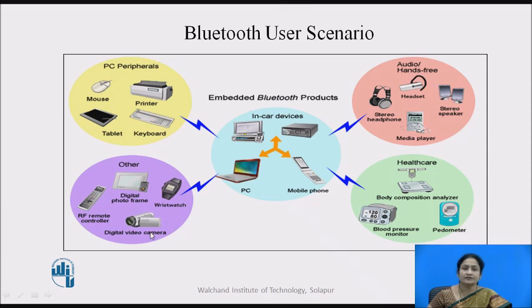Others may be devices like a digital frame. It may be an RF remote control, or a digital video camera or a wristwatch. You can connect to your PC, or you can connect to the mobile also, such as a blood pressure monitor, health care meters, and also pedometers. Other devices are entertainment devices, such as audio and headphones, a handset, speakers. You can connect to any devices. These are embedded Bluetooth products. All of them can connect, having a Bluetooth service.